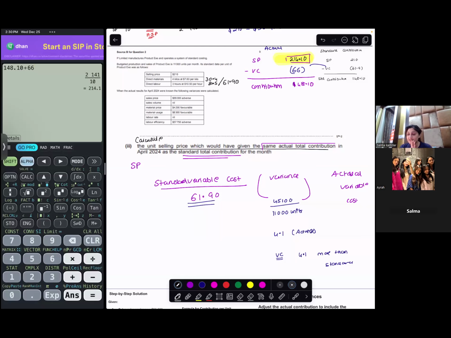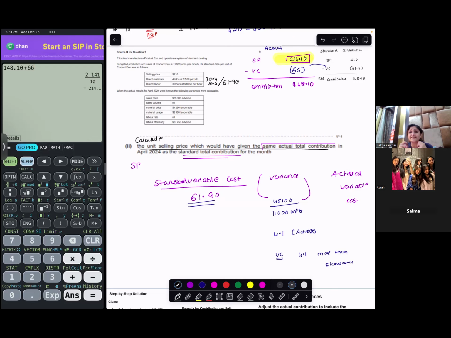My standard cost was 61.90. I don't know my actual variable cost, but I need to find it in a way that my standard contribution equals the actual contribution, and I have to fix the selling price. I know what I decided and what I actually did. In that, I have a variance of 4.1, which is adverse.